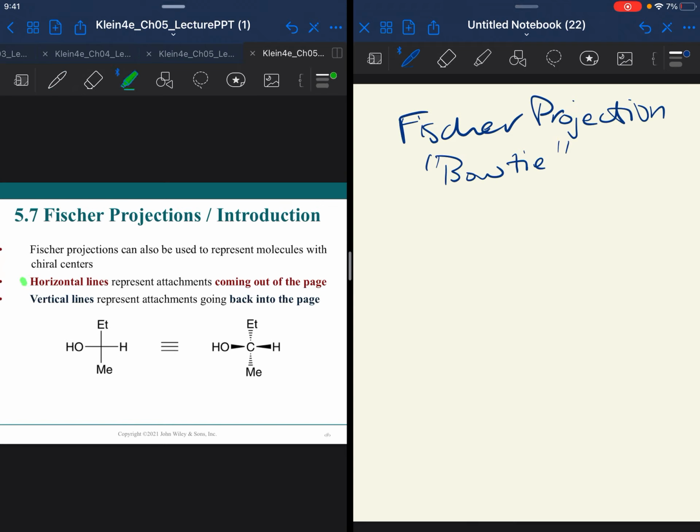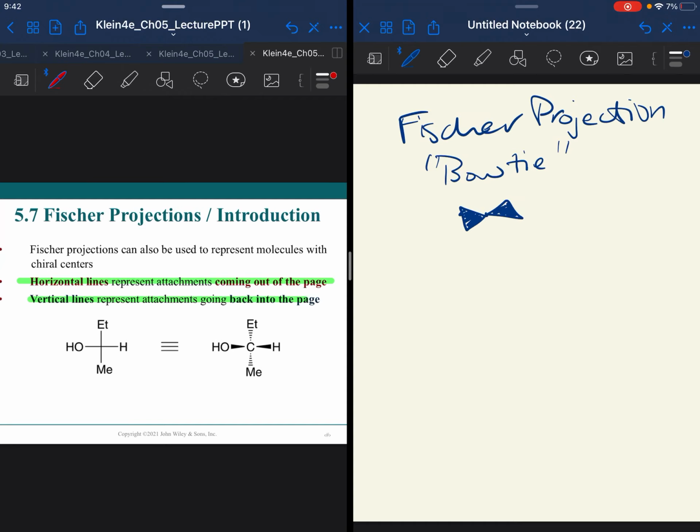And that is because, as you are going to see and it's defined here, horizontal lines are coming towards you. They are wedges. So horizontal lines make a little bow tie. Right? And so that always helps me remember. Vertical lines represent the dashes going back into the page. Now, a lot of times when we draw tetrahedral carbons, we do 2 in the plane, a wedge, and a dash. And that's really useful. But Fischer projections are really nice when you have a bunch of chiral centers in a row, like you have in sugars. So you can determine R and S from a Fischer projection because we do have that 3-dimensional information.